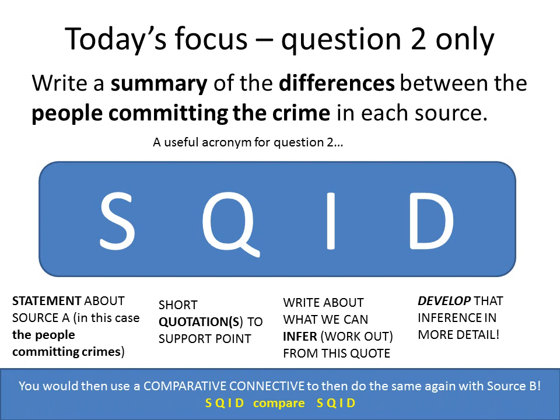Then you'd use a comparative connective to then compare it with source B. So statement, quote, inference, develop about the people committing the crime in source A, and then a however, in contrast, on the other hand, that kind of connective, and then you do S, Q, I, D about source B. So we've got SQuID, comparative connective, and then another SQuID.